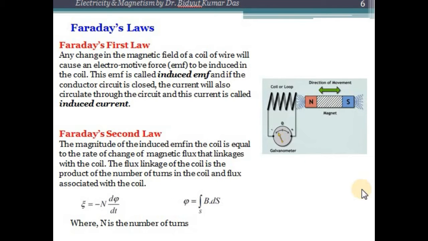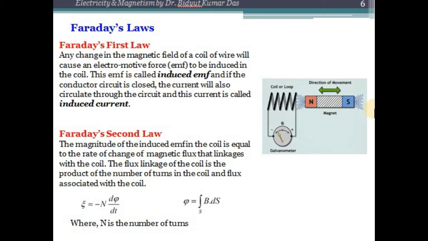So based on his experimental observations, Faraday proposed two laws, which are known as Faraday's laws of electromagnetic induction. Faraday's first law says that if you change the magnetic flux passing through a circular or any other coil, then an induced EMF will be produced in the coil, and if the conductor circuit is closed, the current will also circulate through the circuit, and this current is called the induced current.